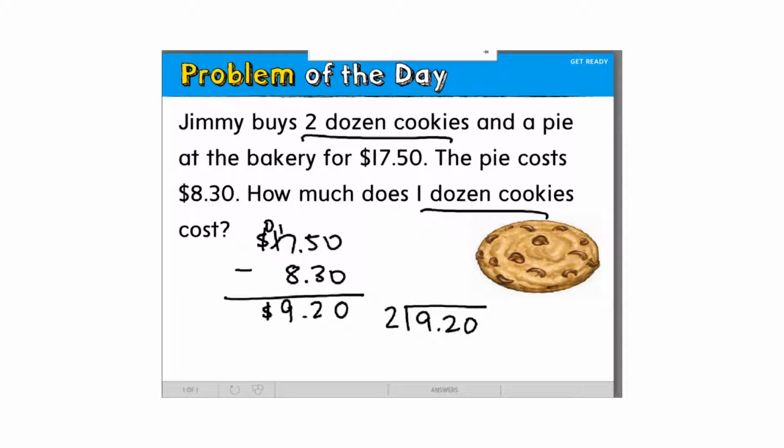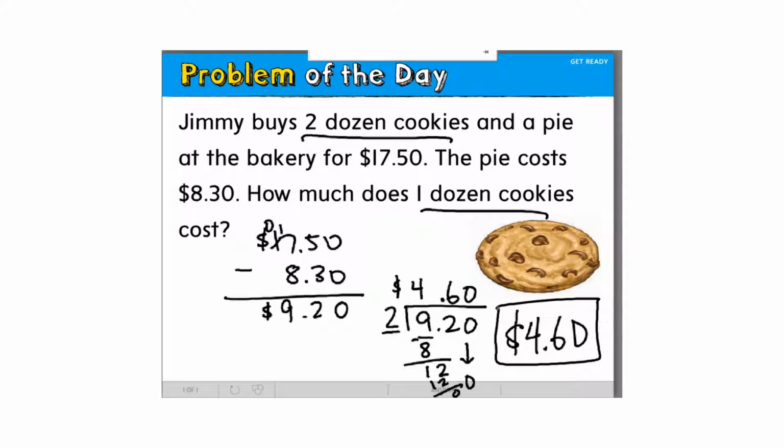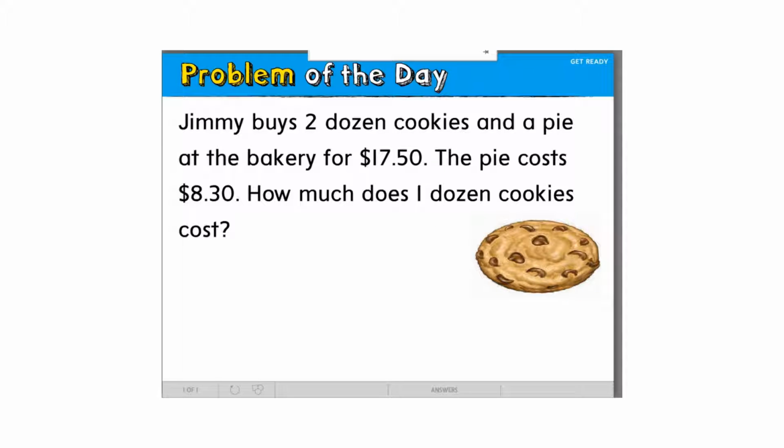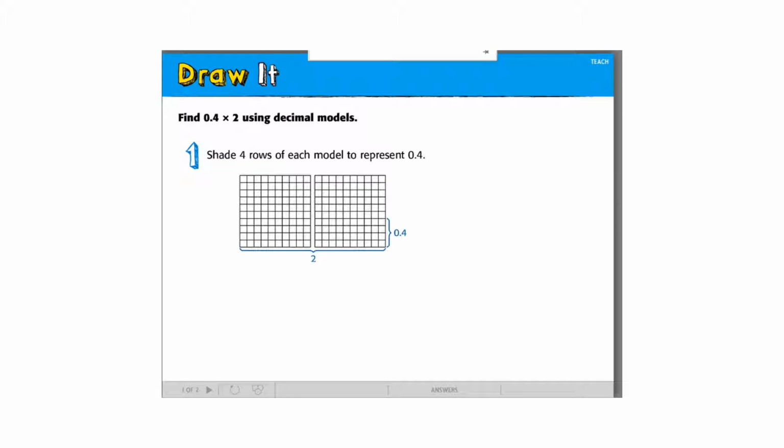So we haven't actually learned how to divide decimals yet with the whole number, but I'm going to give you a little preview. It's easy. I'm going to bump my decimal point up here, and then I'm just going to divide. So each dozen cookies would cost $4.60. Called it. I just did it right here. Just didn't tell you. Right. It's because you don't know how to. Lot left to do. Let's look at your paper.